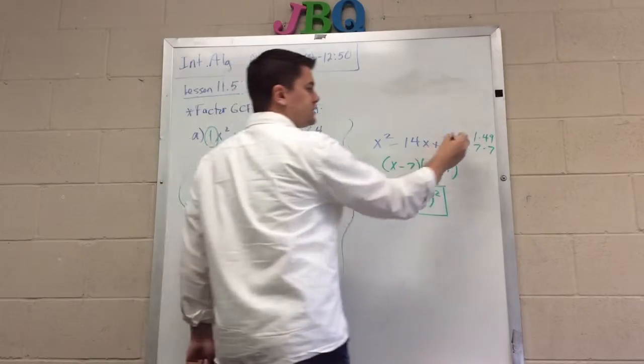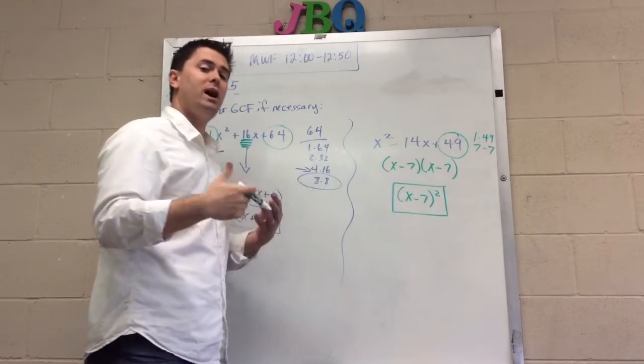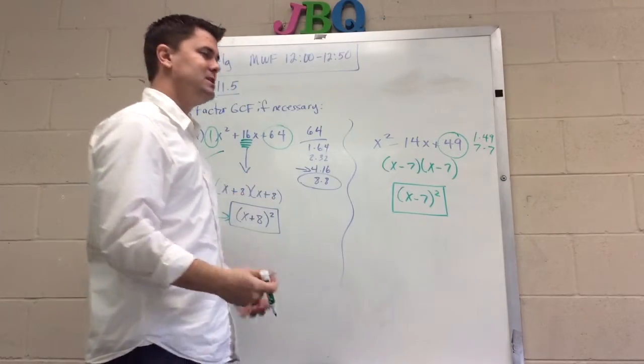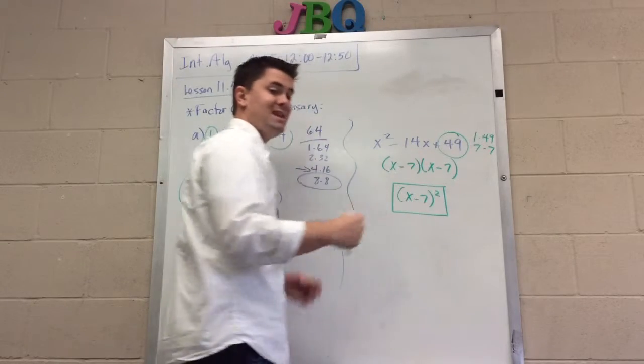Over here, what's the square root of 49? The square root of 49 is 7. Is the middle term 2 times that 7?